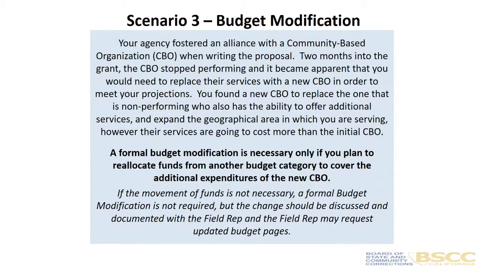So this one's kind of a tricky one. What's happening here is that you will only need to submit a formal budget modification if you're going to plan on reallocating funds from one line item to another in order to cover the cost of this new CBO, okay?